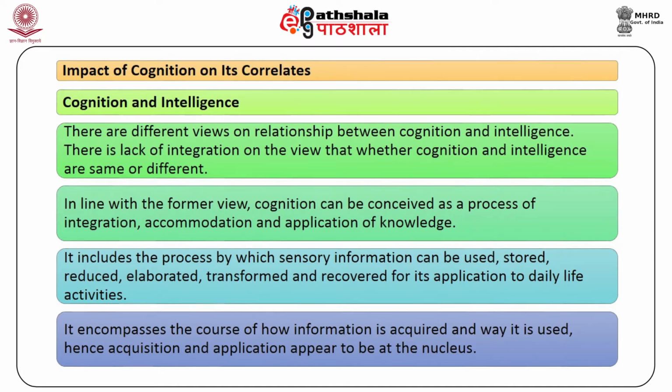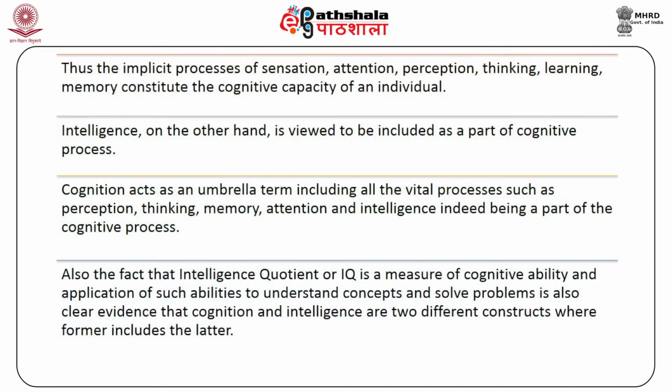In line with the former view, cognition can be conceived as a process of integration, accommodation, and application of knowledge. It includes the process by which sensory information can be used, stored, reduced, elaborated, transformed, and recovered for its application to daily life activities. It encompasses the course of how information is acquired and the way it is used. Hence, acquisition and application appear to be at the nucleus. Thus, the implicit process of sensation, attention, perception, thinking, learning, memory constitute the cognitive capacity of an individual.